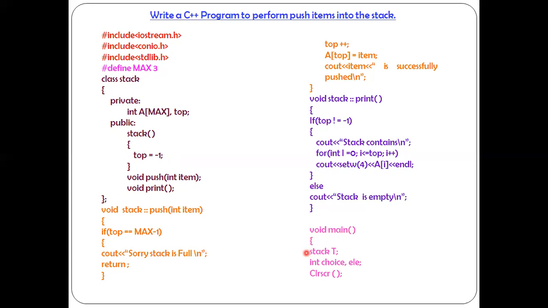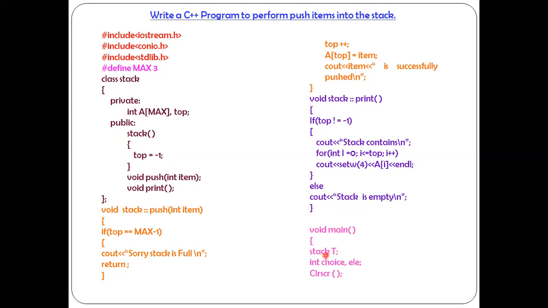What we are doing here is creating an object. Stack is the name of the class. T is a user defined object. Once you create an object, it will directly go to the constructor member function first, then execute.